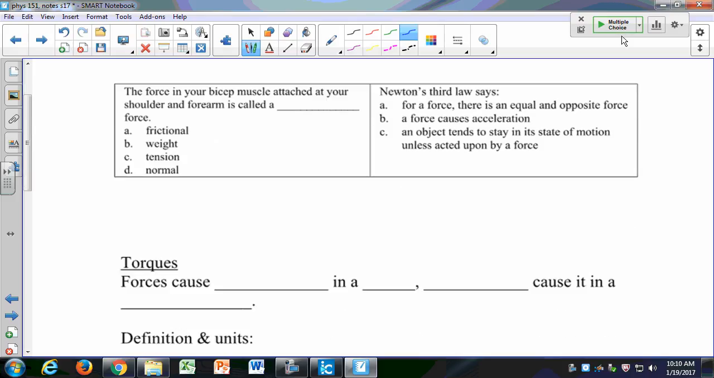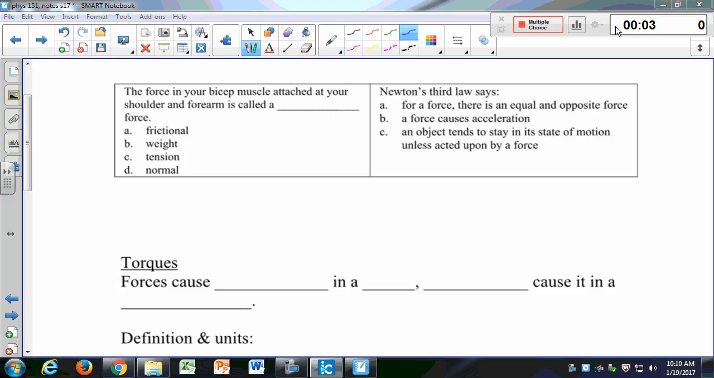Okay, let's try these clicker questions. We'll try the one on the left first. The force in your bicep muscle attached at your shoulder and forearm is called what type of force? Is that a frictional force, a weight, a tension, or a normal force? All right, we'll stop at 38.